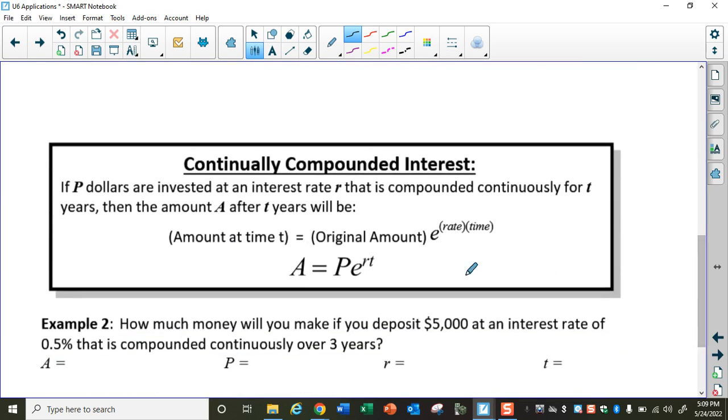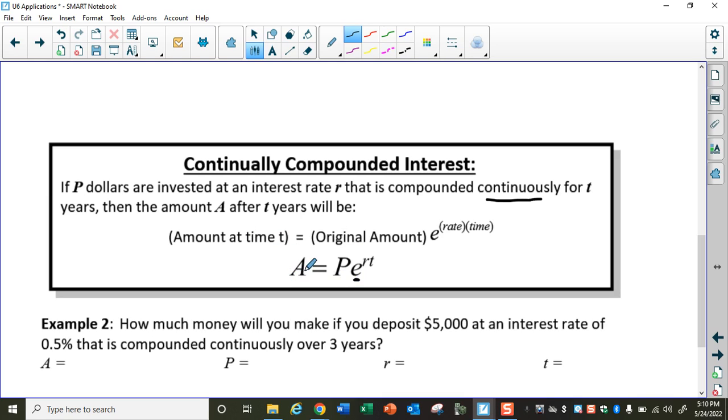Down here, if I compound my interest continuously, then I have this special number E. That's like pi, except it has to do with compounded interest. Continuously. And it's used in finance, like you're seeing here, and it's used in engineering a lot. So all you need to know is here's the formula.